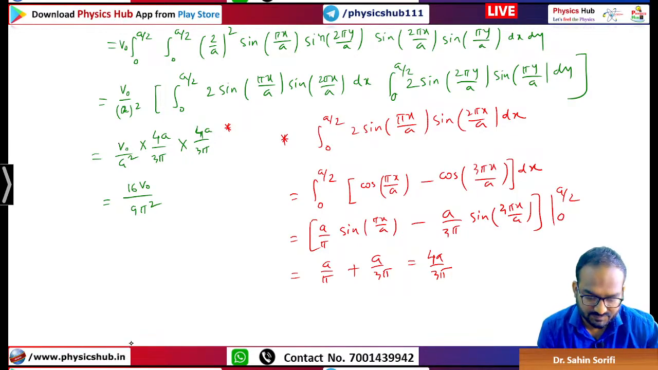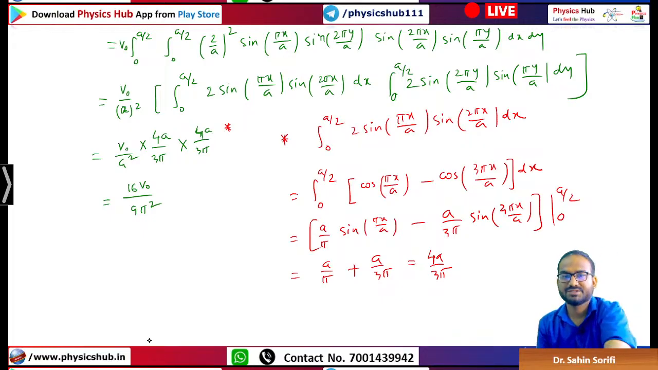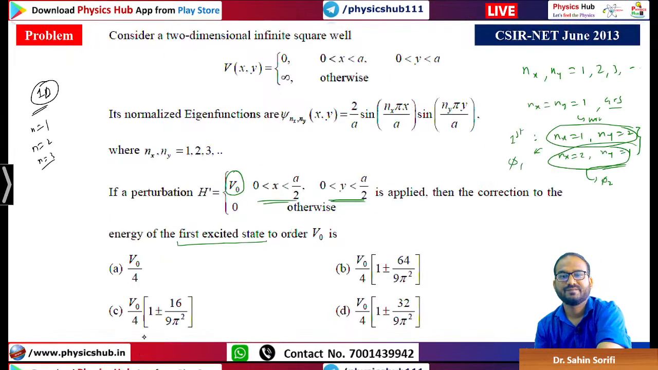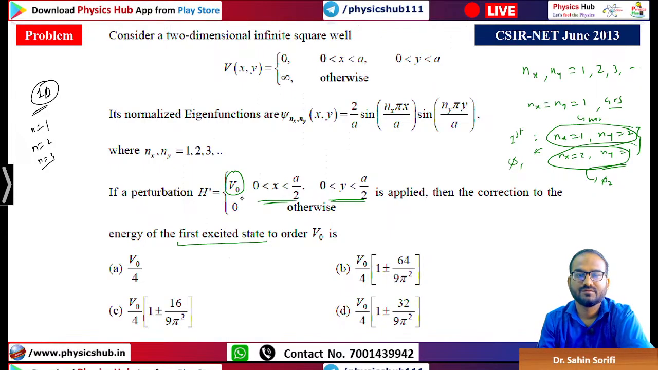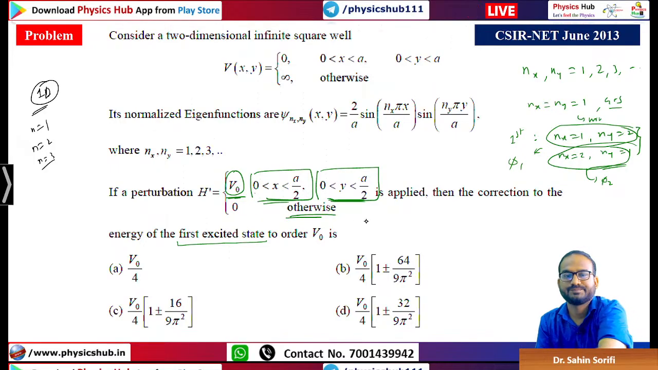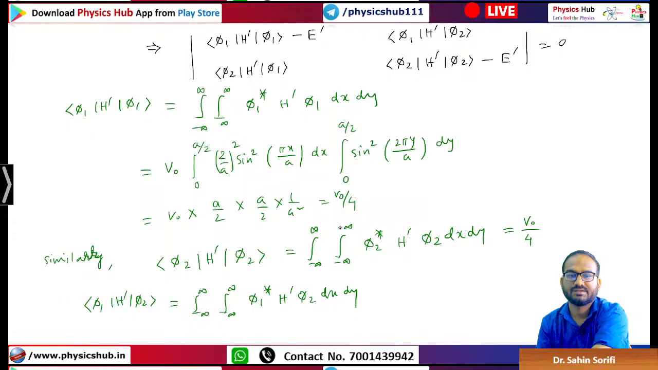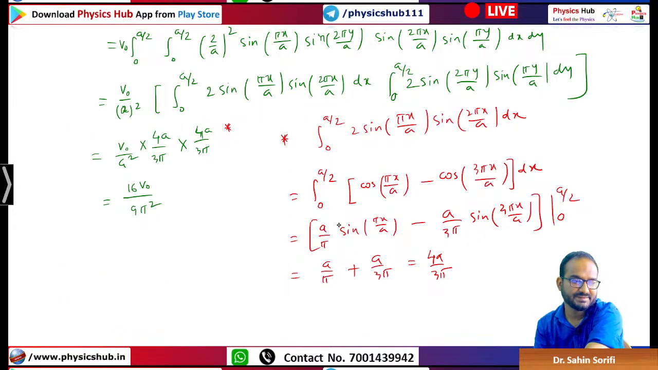How does infinity become 0 to a by 2? Very good question. Because h prime is non-zero only between 0 to a by 2, and 0 otherwise. So if something is 0, everything will be 0. So only this part 0 to a by 2 will give you non-zero. Okay, because of h prime we wrote the limit 0 to a by 2. Any more question, guys?